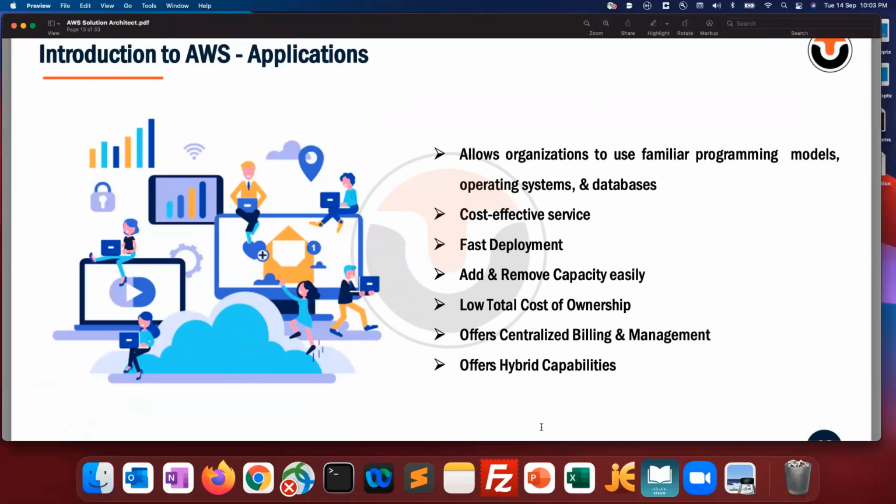So when you think like a developer, a developer always thinks about building and hosting their applications. AWS allows the organization to use familiar programming models, operating systems, and databases to host their applications in the cloud. From a developer perspective, he would build an application on a Linux platform with a Postgres database. Now you may have a question: is a Postgres database available in the cloud? The answer is yes. There is a wide range of database offerings provided by the cloud. Cost-effective services, fast deployment, add and remove capacity easily, and scale in, scale out without disturbing the services.